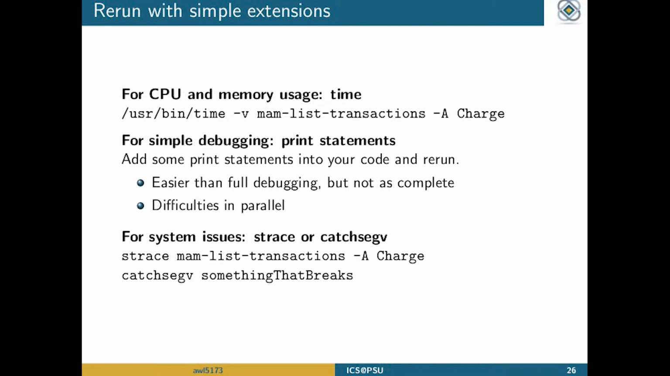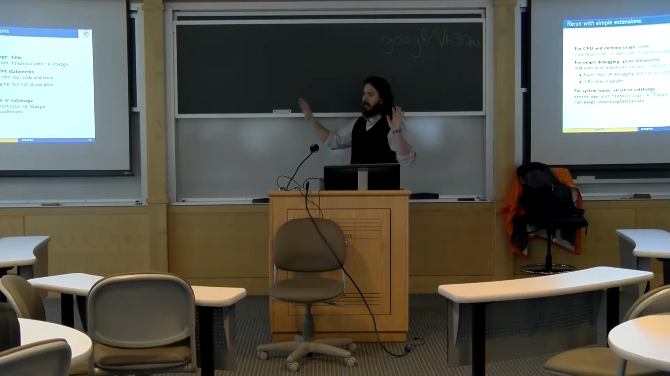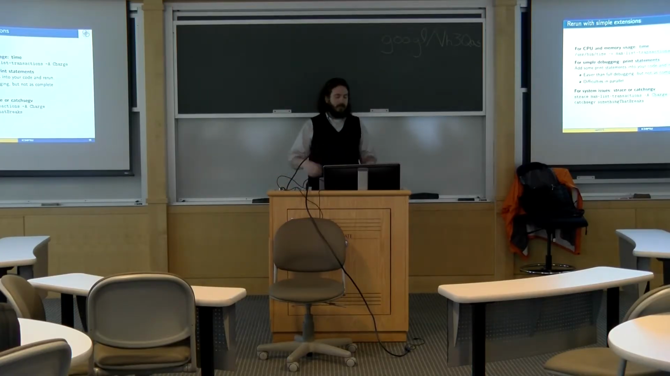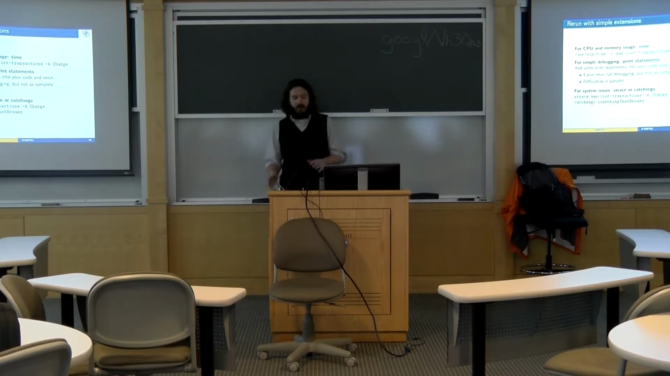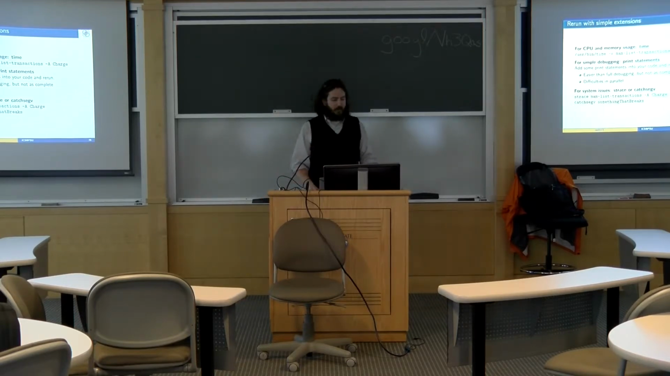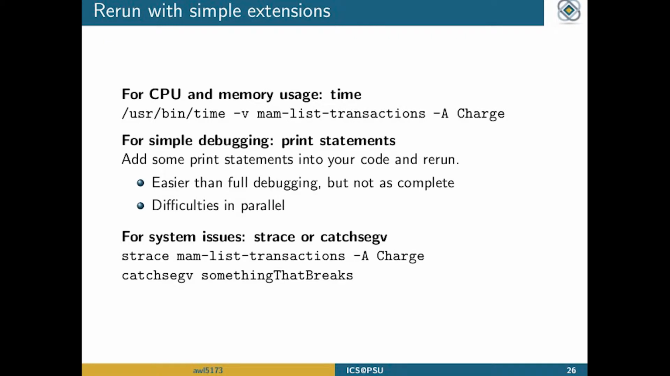And then with that, there are some difficulties when you start to use parallel code, because you might be getting answers from a lot of different processors. You have to print out which processor you're on, as well as the information that you want. And then if you are having some systems issues, strace or catch_segv are two things that are useful. They give you an overabundance of information, but if you have no idea what's going on, that might at least give you a few things to start looking at.